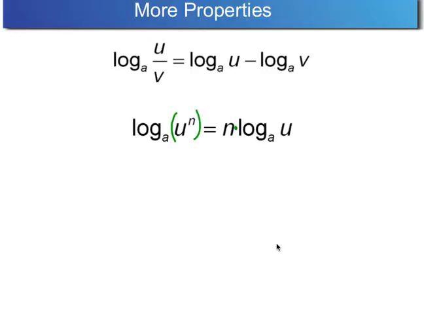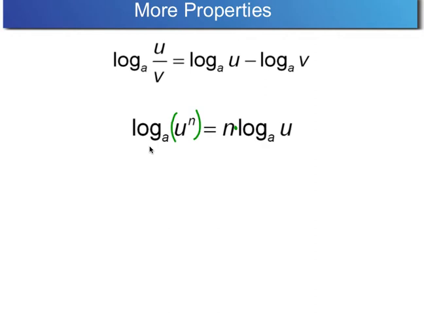The next property is log base a of a quotient. The log of a quotient is equal to the difference of the logs. If you think about exponents, when you are dividing, the rule for the exponents is that you subtract. Same kind of idea here, and again, if you want proof of this property, it's going to be in the link that I will post online.